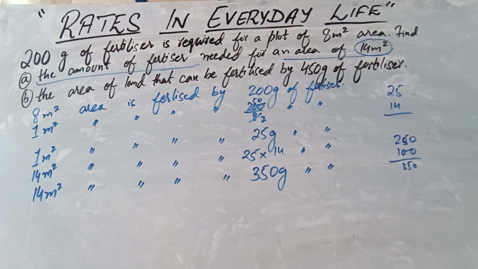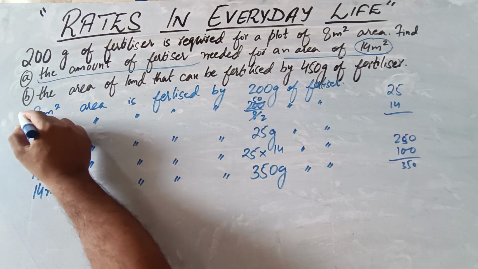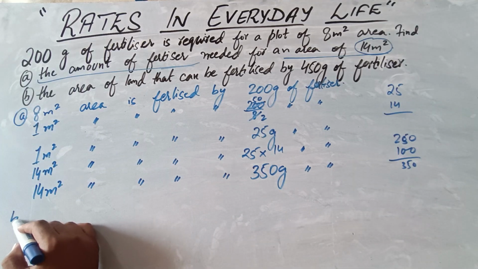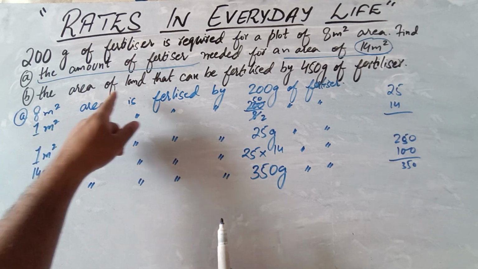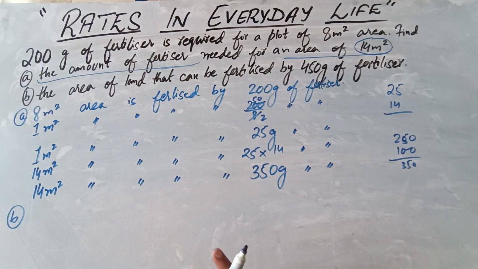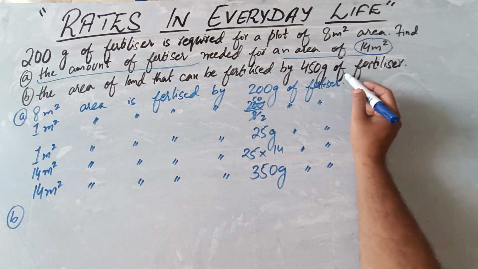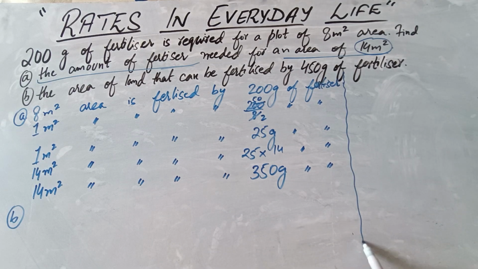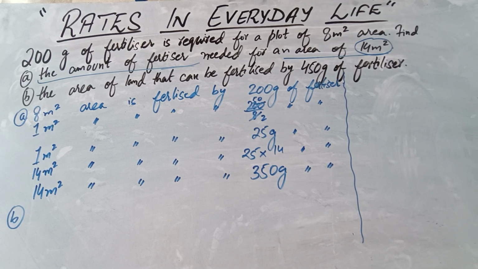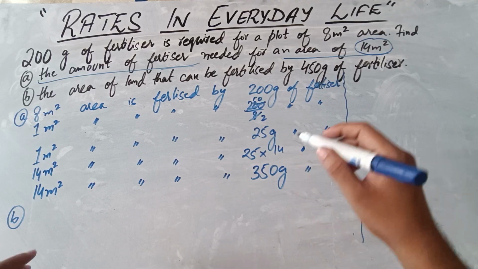Now for the second part, so this was the solution of part A. Now let's see the second part. The area of the land that can be fertilized by 450 grams of fertilizer. Now how to do this one? Actually there is one more method. If we see that there is a need for a second method, yes, we can find it out.